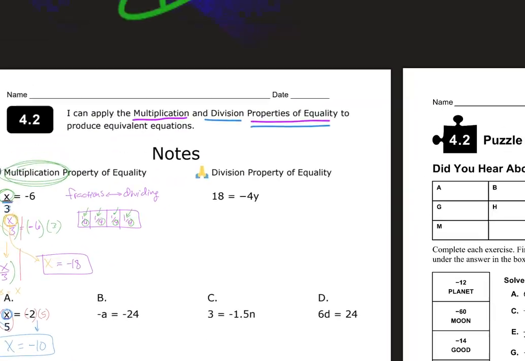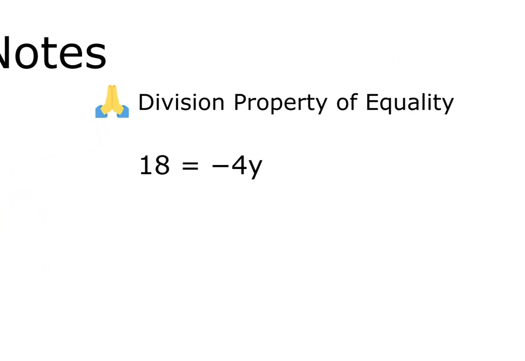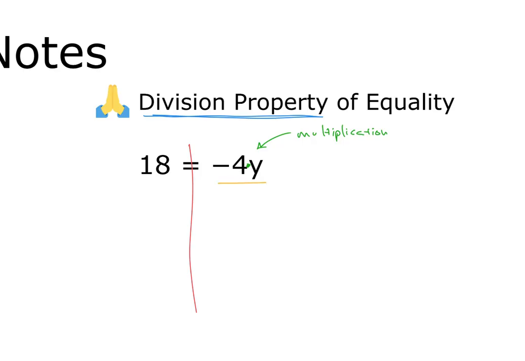Yay! So now go over here and talk about the division property of equality. Well, and the reason I'm hesitating is the division property, I don't see any division here. You're right, I don't either. But that's because I see multiplication. And the opposite of multiplication is division. So I'm going to divide by -4 on both sides.